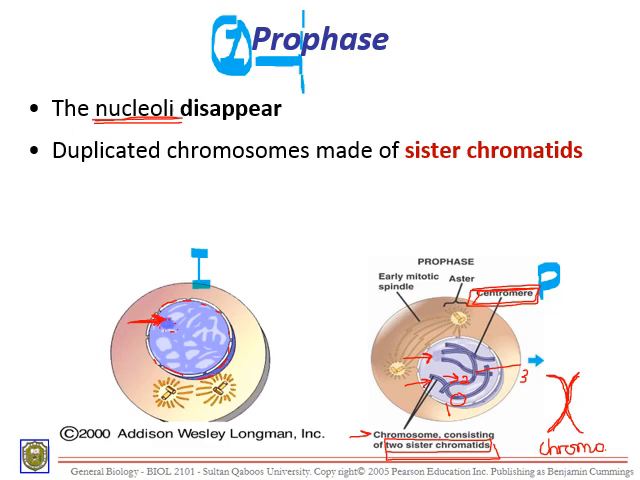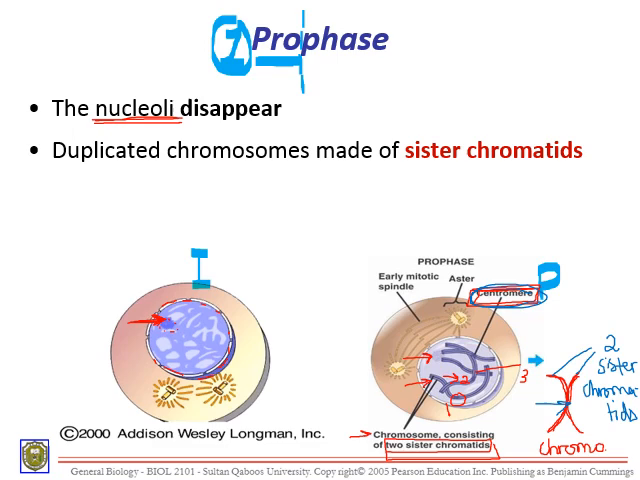And these are two sister chromatids. All right, and this narrow area over here is the centromere. So duplicated chromosomes are made up of two sister chromatids.